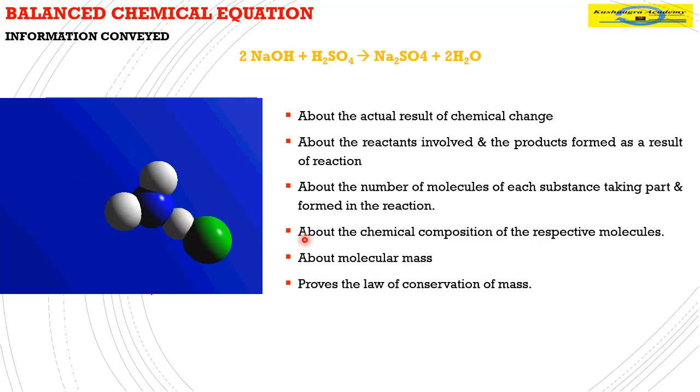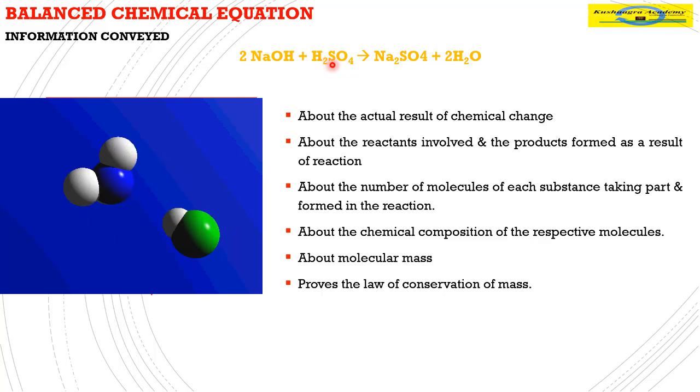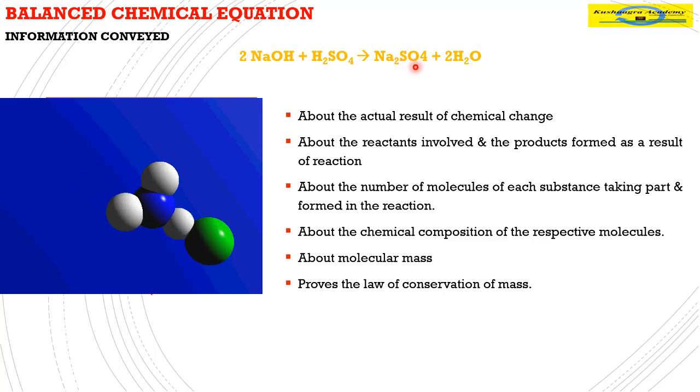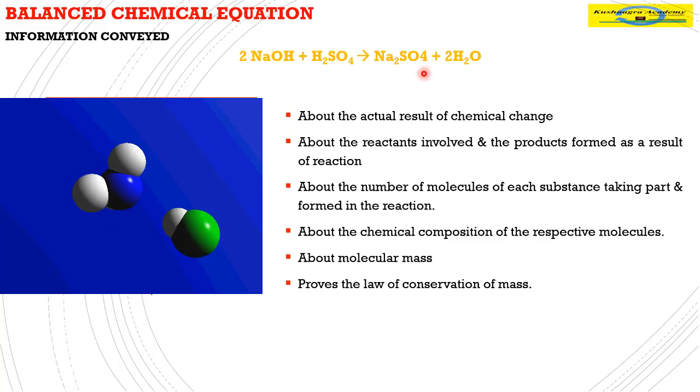Next information it conveys is about the chemical composition of the respective molecules. Yes, if you know the formulas of each substance and you write them in the chemical equation form, we can easily get their compositions also. That means sodium hydroxide contains sodium, oxygen and hydrogen. Sulfuric acid contains hydrogen, sulfur and oxygen. Similarly, sodium sulfate will contain sodium, sulfur and oxygen atoms. So it clearly denotes the chemical composition of the respective molecules.